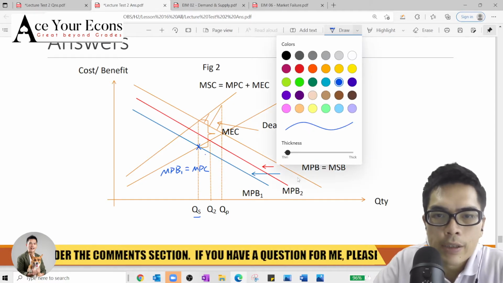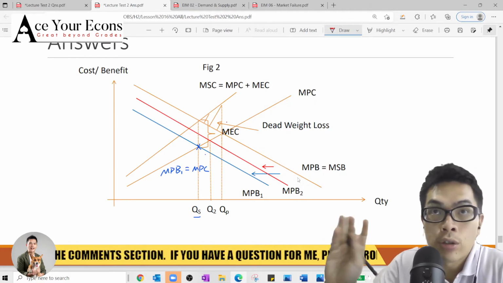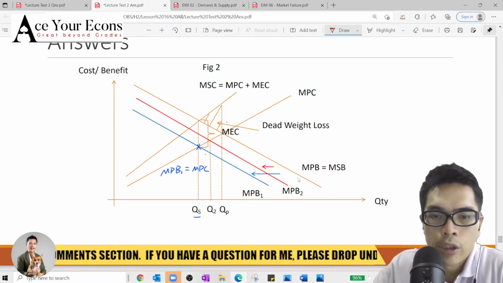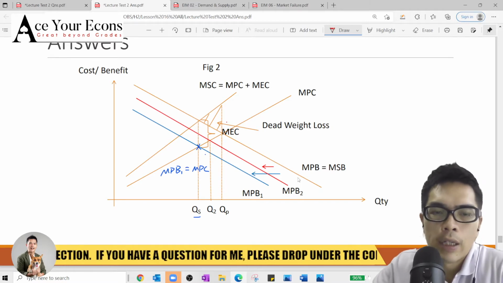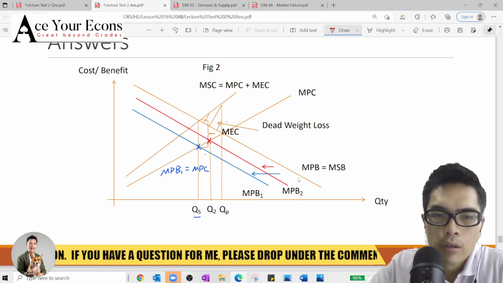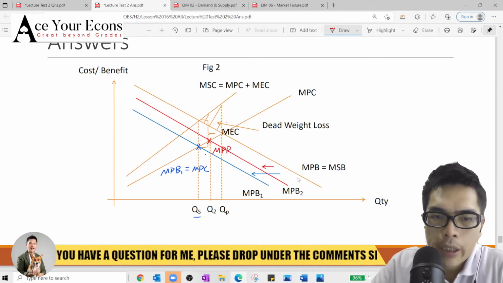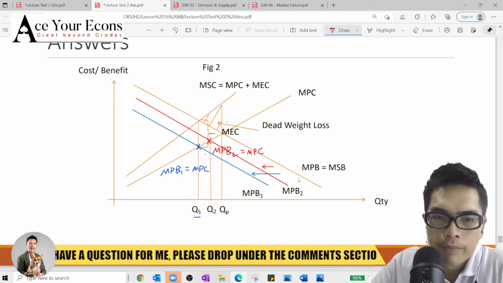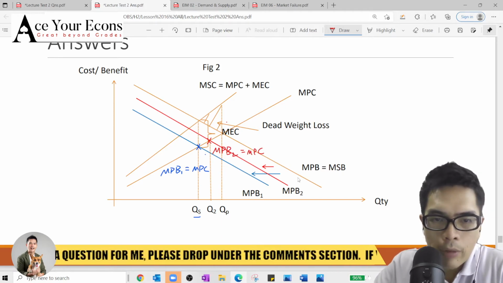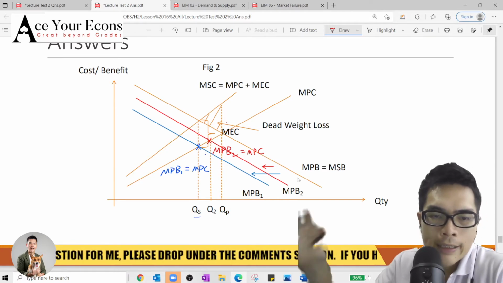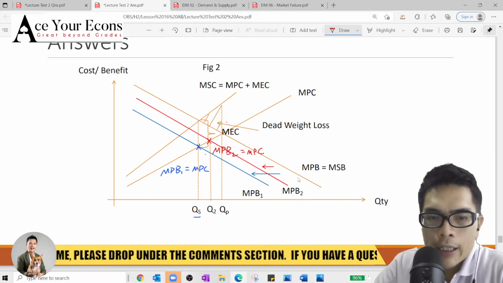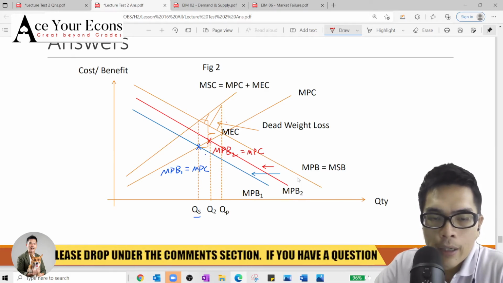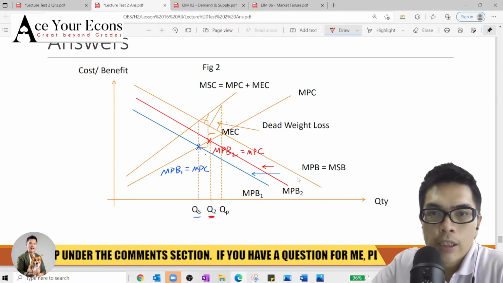Now, what happens as a limitation? I'm just going to use the diagram to illustrate a limitation. You realize that MPB2 is going to fall lesser to the left, down here. MPB2 equals MPC. Do you see that? When we're looking at MPB2, the extent of your demand curve falling is lesser. It will result in a lesser extent of a fall in your demand, and Q2 will be achieved. So this is the socially optimal level.